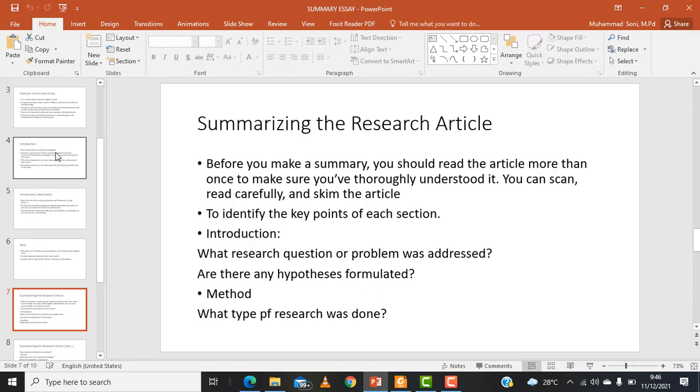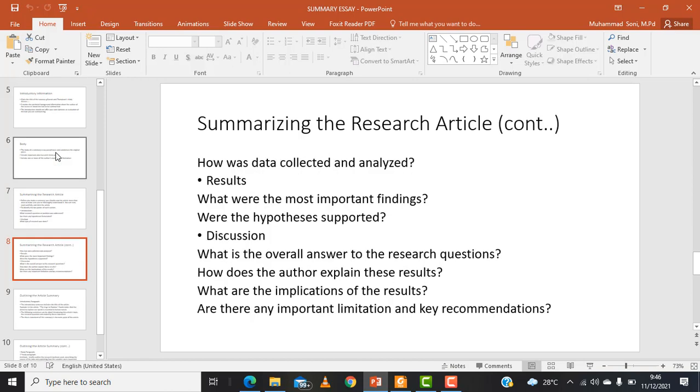And then you go to the next section, which is about method. You have to find out what type of research was done. Is it quantitative or qualitative? And then in the method, you also have to find out how data was collected and analyzed, and who was involved in the study, how many respondents, and how the writers chose the sample. This is also very important for your summary essay.